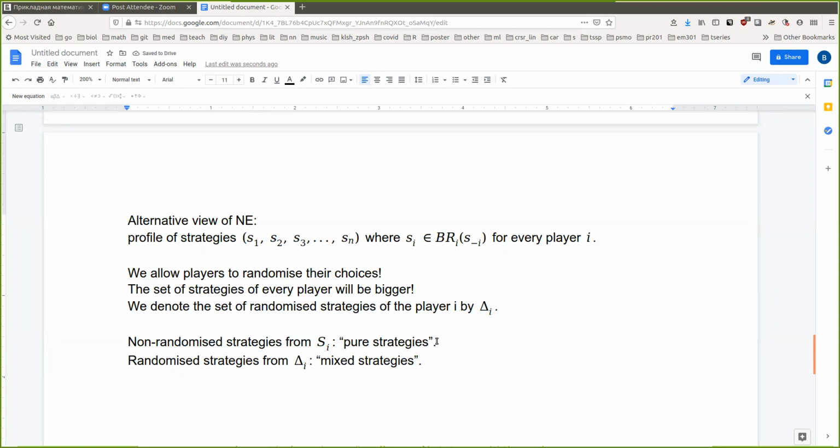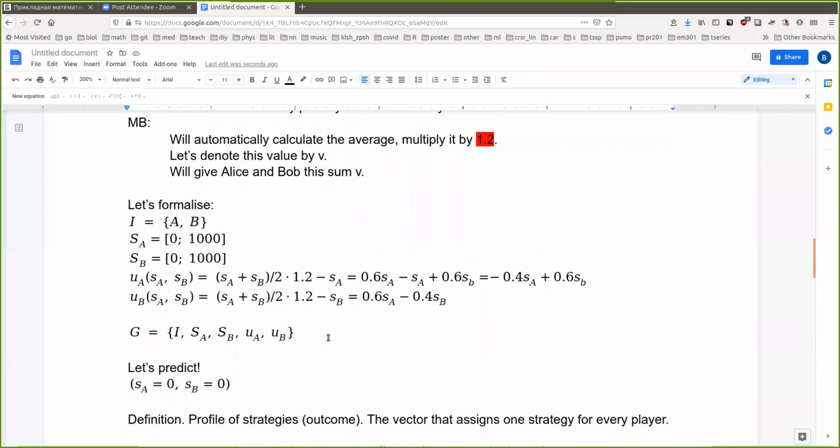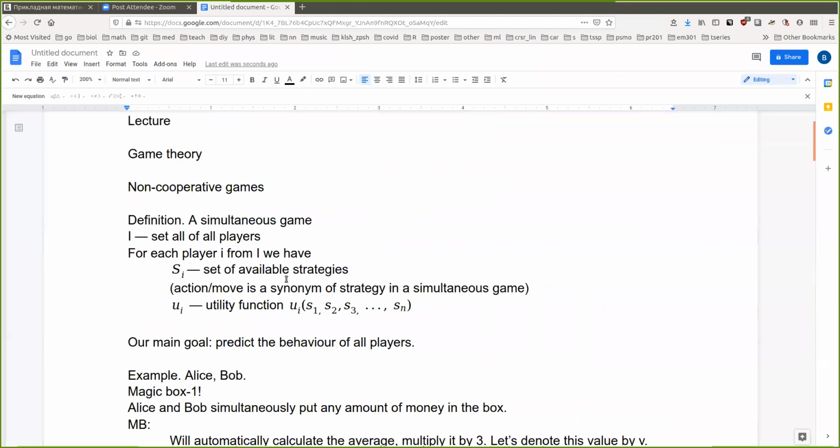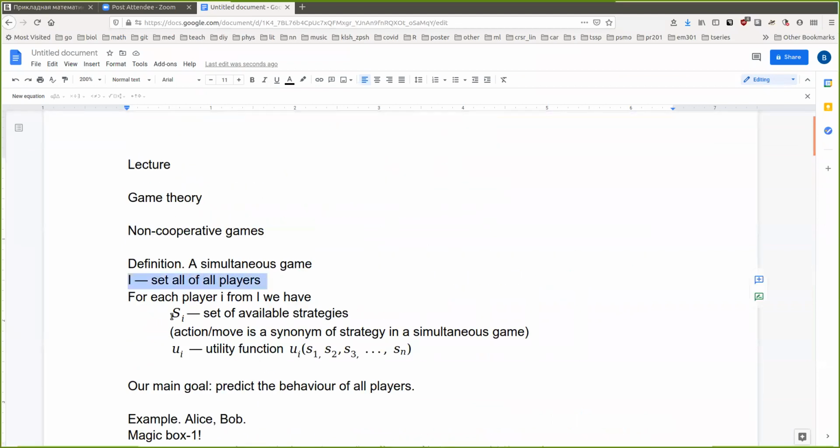Yes. Okay, and now basically what will change? In the definition of the game, we have only one change when we allow randomization. The set of all players is non-random. The set of available strategies is now bigger, it's delta I. And we require once again that every player has a utility function. So the main change is that now we work not with S I, but with delta I, the set of randomized strategies.